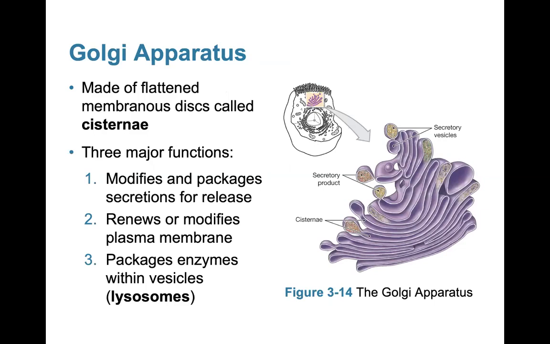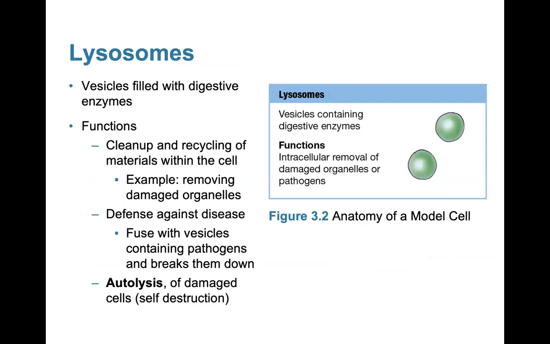The Golgi apparatus is made up of membrane discs called cisternae, and there are three major functions of the Golgi: modify and package secretions for release, renew or modify the plasma membrane, and package enzymes within the lysosomes. Lysosomes, these are vesicles that are found throughout the cytoplasm, and they contain digestive enzymes. The functions of the lysosomes are intracellular removal of damaged organelles or pathogens.